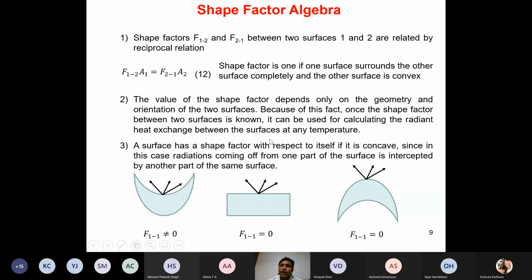So if we know the geometry, we can find out the shape factors for the system, and we can then use them for calculating the radiant heat exchange between the surfaces at any temperature. Is it all right?